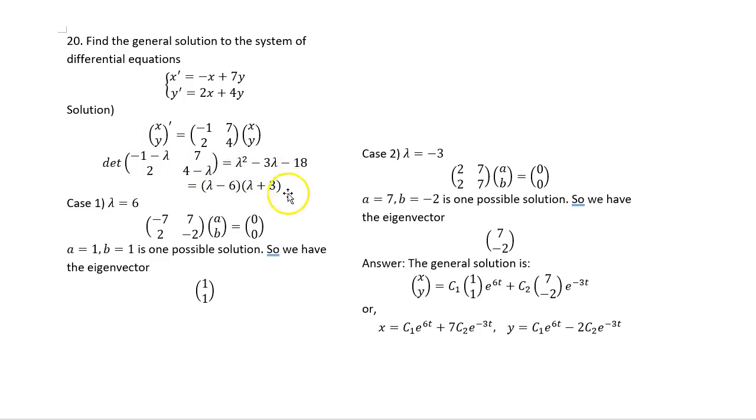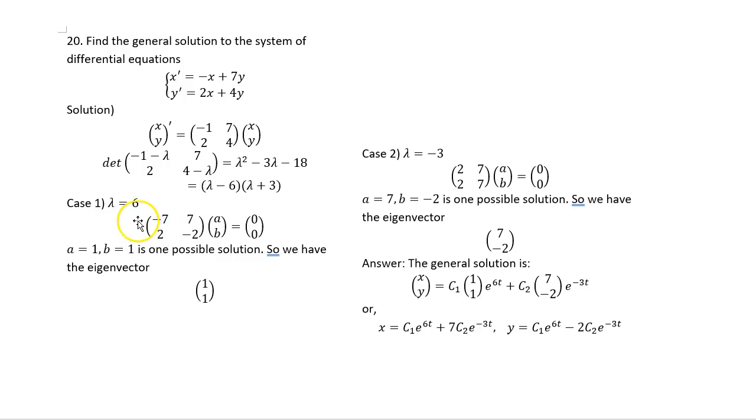You get this thing, and if you set this equal to 0, you get two solutions, lambda equal to 6 and lambda equal to -3. For each case, you have to find the corresponding eigenvector. So what you do is you take this 6, plug it back into here, and you get -1 minus 6, which creates -7. Over here, 4 minus 6 gives you -2.